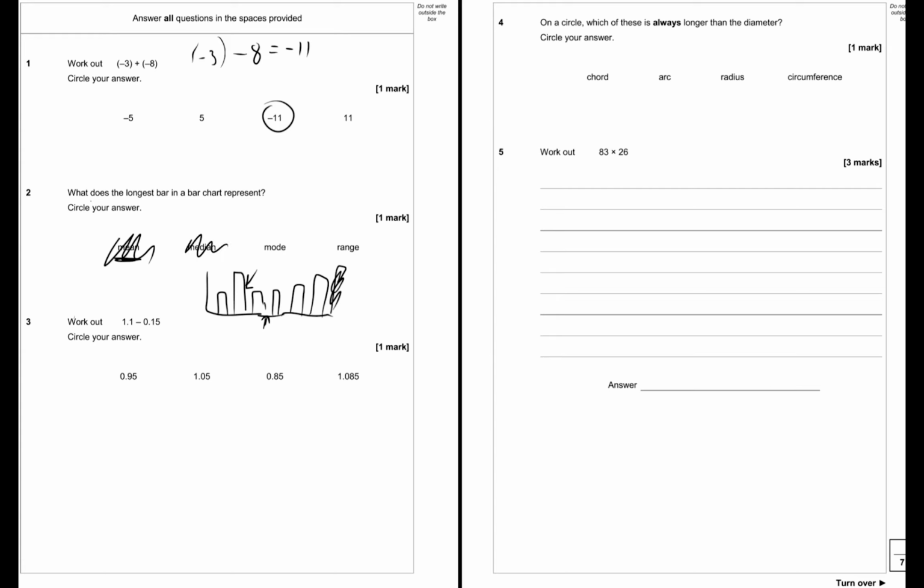Okay, is it the mode? Okay, the mode is the one with the most choices. So the mode will be the tallest one. So it is the mode. Okay, that's question 2 done.